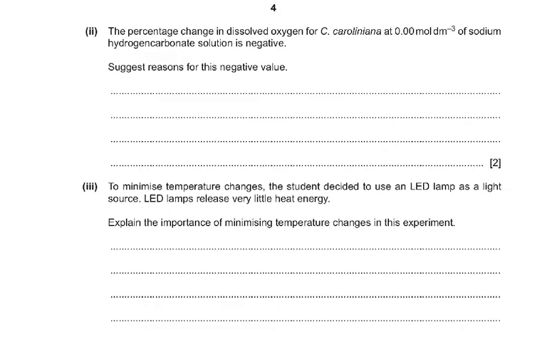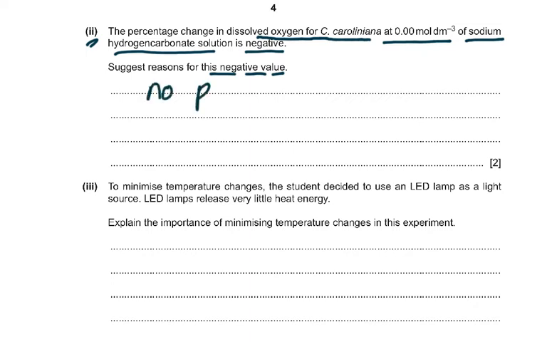Now coming to part 2 of the question: the percentage change in dissolved oxygen at 0.0 mol dm^-3 of sodium hydrogen carbonate solution is negative. Suggest reasons for this negative value. So why has the oxygen gone negative? The reason is that there is either little photosynthesis or no photosynthesis. And then what is oxygen being used for? Oxygen is being used for respiration.